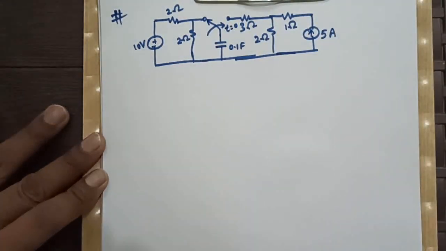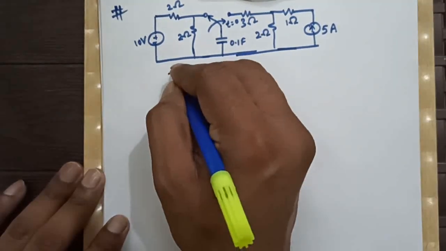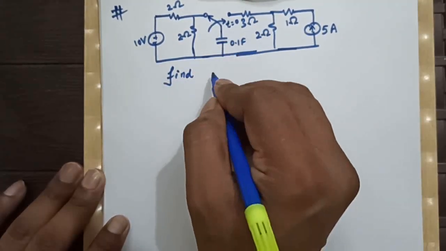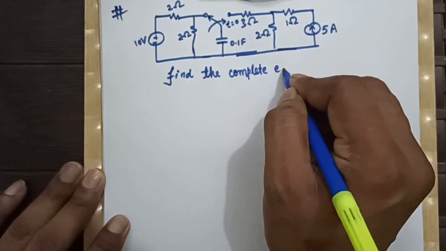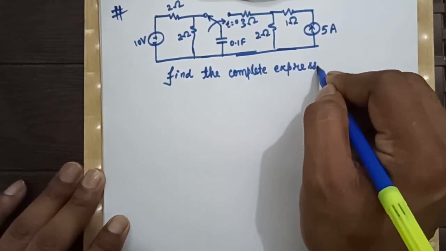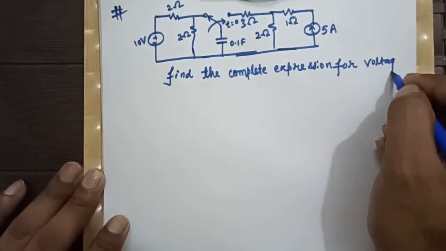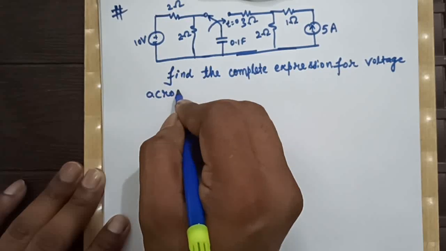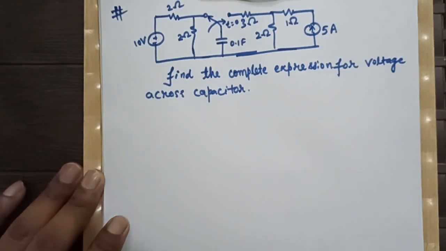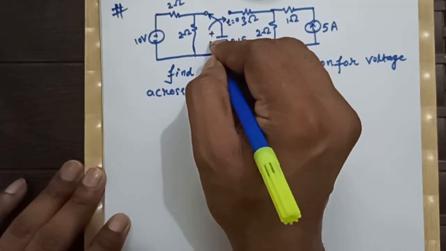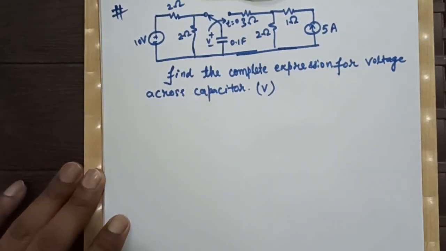At t is equal to 0. Now the question is what? Find the complete expression for voltage across capacitor. Let us say this is V. Okay, means we have to find the expression for V.